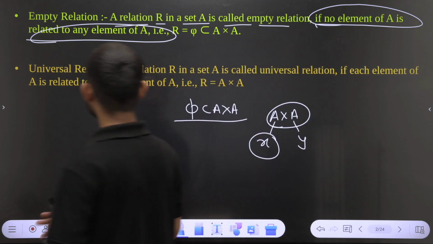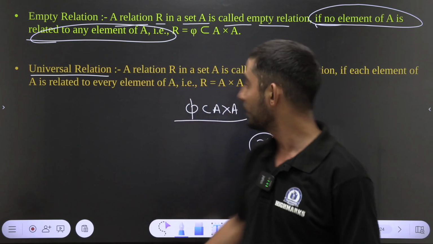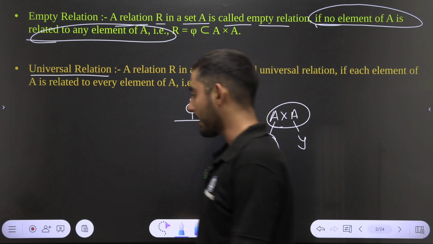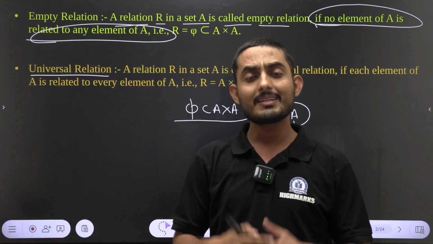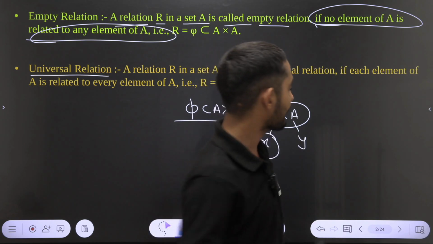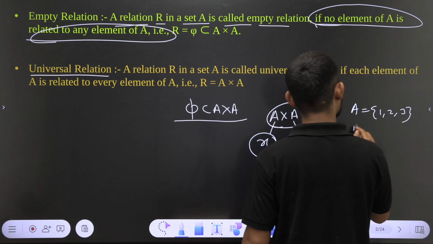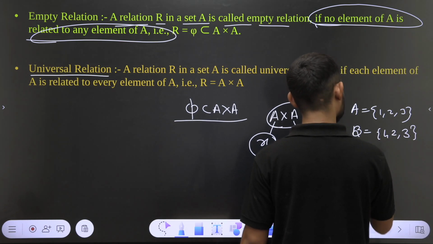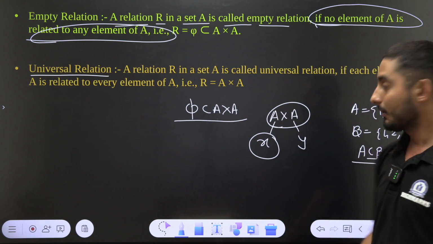Now the universal relation. What is the meaning of universal relation? A relation R in the set A is called a universal relation if each element of A is related to every element of A. Suppose I explain that a relation is always a subset of A cross A. But is there any condition when A cross A is equal to R? Yes, it can be, because if the elements of A are 1, 2, 3 and the elements of B are 1, 2, 3, both are equal sets. In this condition, A is also a subset of B. This kind of subset is not a proper subset, but it is a subset.